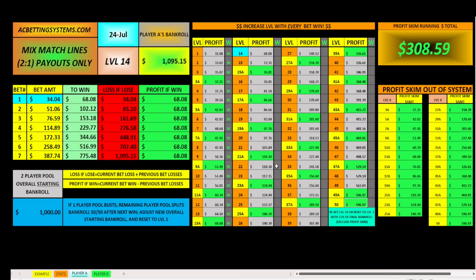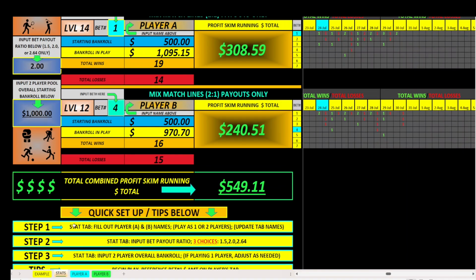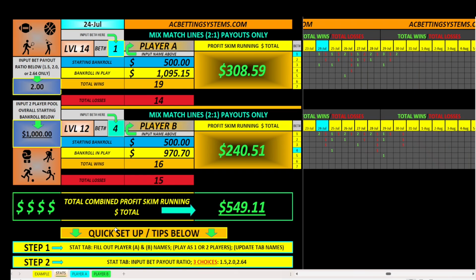Okay, so a super quick recap. On the Stats tab, follow the 3-step setup. First, plug in your players' names. Second, set up your bet ratios. You have 3 choices to choose from. Third, set your overall bankroll in play. After you complete these 3 steps, you're ready to start placing your bets.